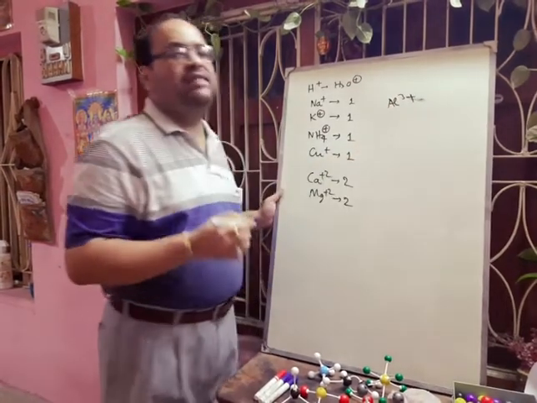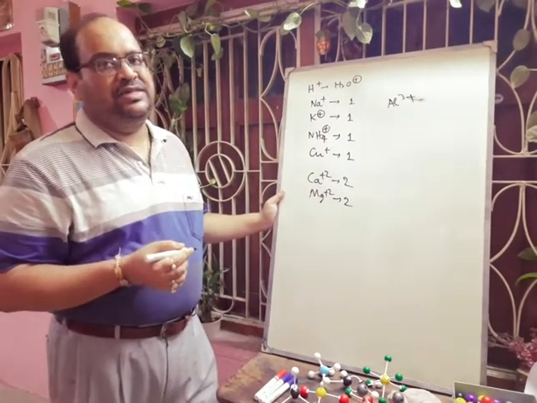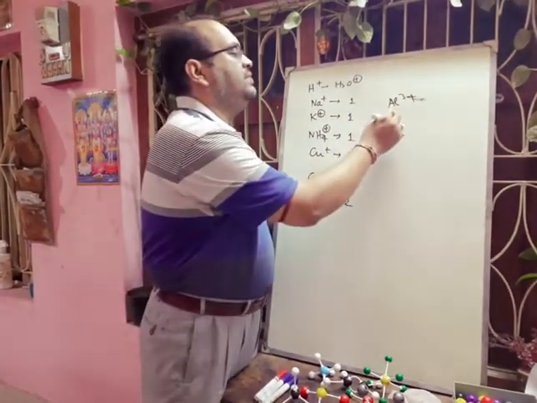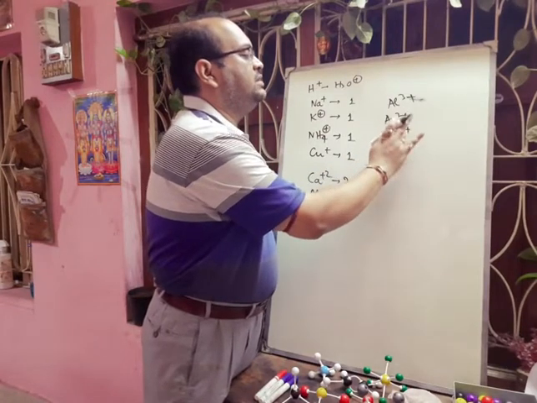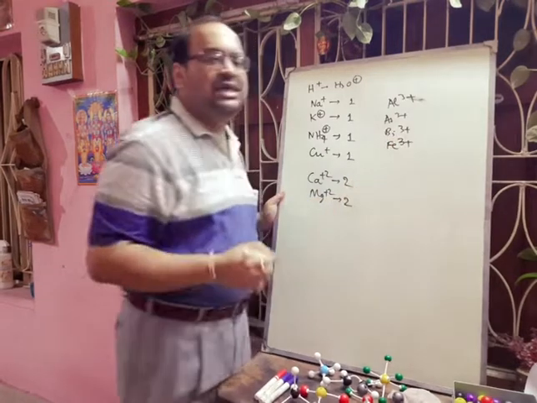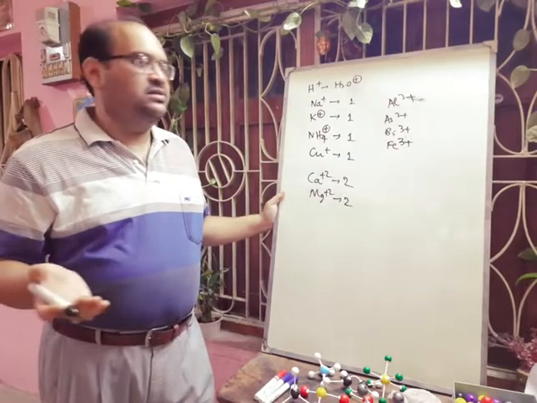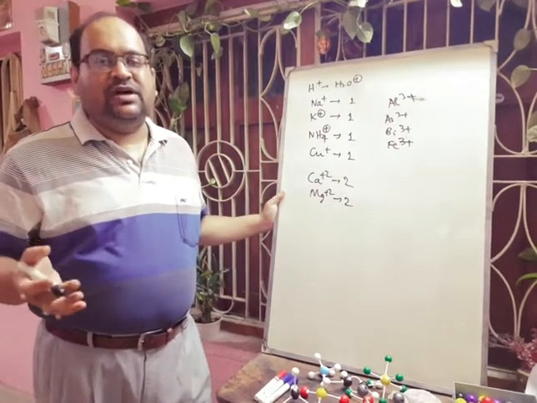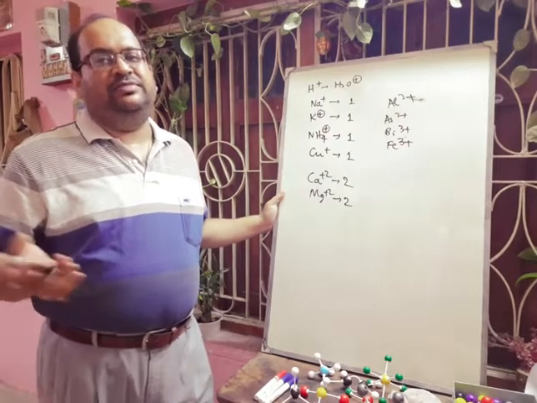That is aluminium radical. Then we can think about arsenic 3 plus, bismuth 3 plus, ferric Fe3 plus. So these are the trivalent radicals. Antimony 3 plus, auric 3 plus.